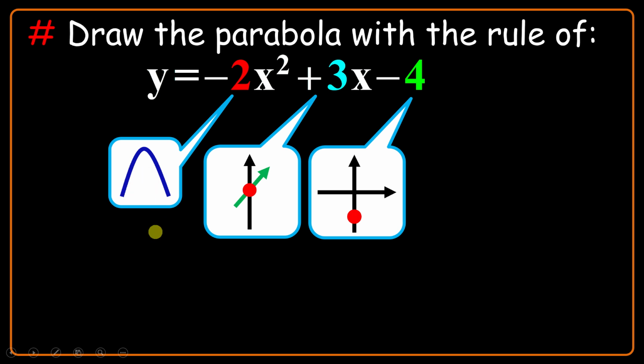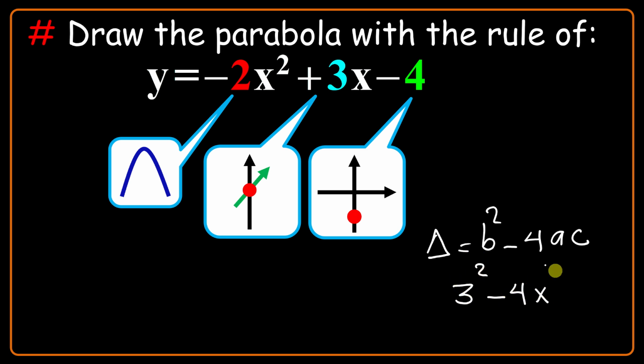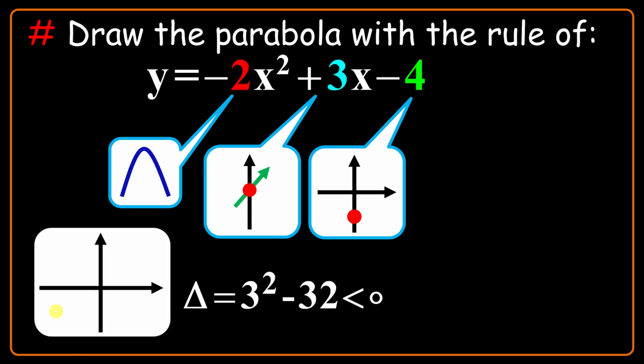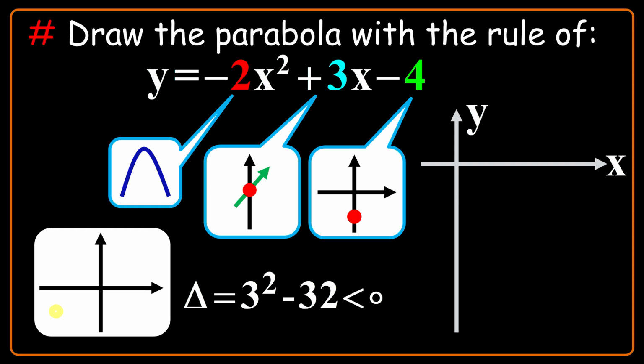What about the roots? I should check the determinant. Delta was b squared minus 4ac. b is 3 to the power of 2 minus 4 times a, which is negative 2, times c, negative 4. Okay, delta is negative, you see. So there is no real root for this parabola as I see. Okay, no roots, and so I start to plot it.